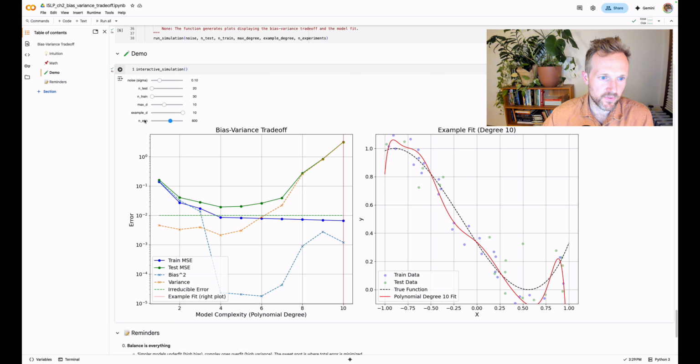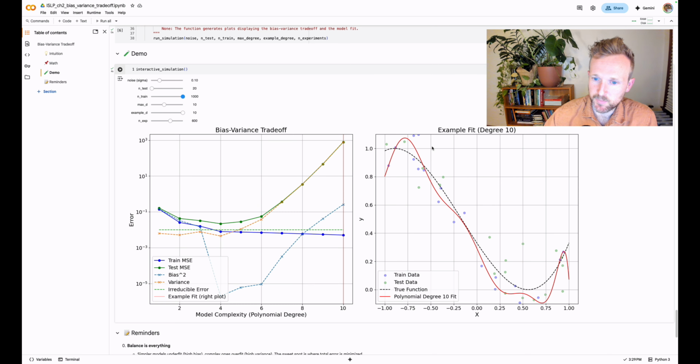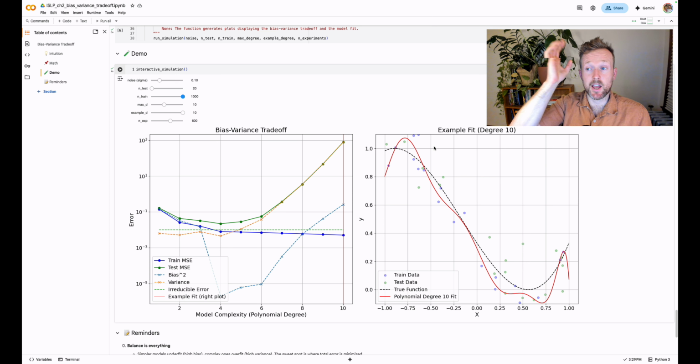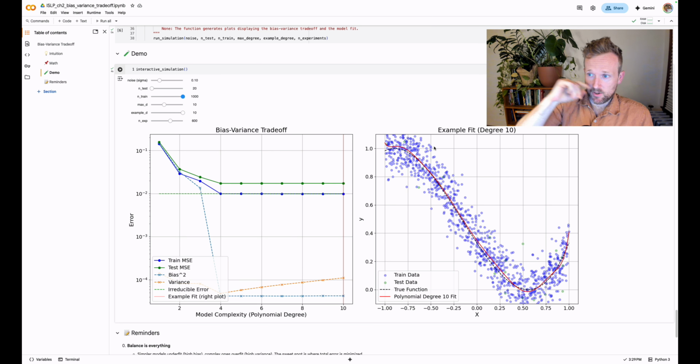But okay, so that's the number of experiments. This is the example degree here. The max degree is just the max degree polynomial in the plot. And then we have the train and test number of examples. So this is an interesting one, right? What happens if I make this 1,000 for n train, the number of training data points? What is going to happen here? Hopefully it runs. Okay, so now we see, boom, that's a lot of training data, right?